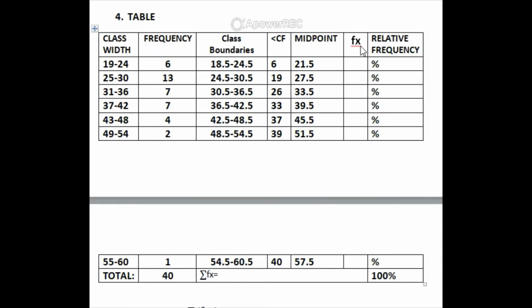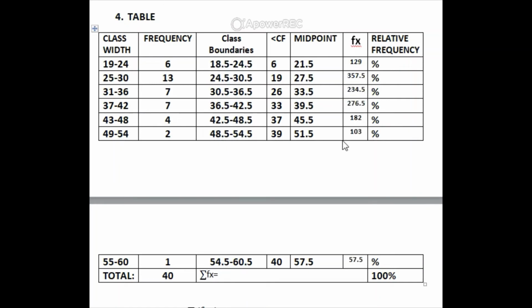Let's proceed to fx. Ano bang ibig sabihin ng fx? That is the product of the frequency and the midpoint. So, ang gagawin lang natin, pagmumultiplyin lang natin ang bawat frequency at bawat midpoint ng rows. So, let's multiply 6 by 21.5. That results to 129. Doon naman sa isa, we have 13 times 27.5. That results to 357.5. Then, kukumpletuhin lang natin hanggang dun sa 1 times 57.5.